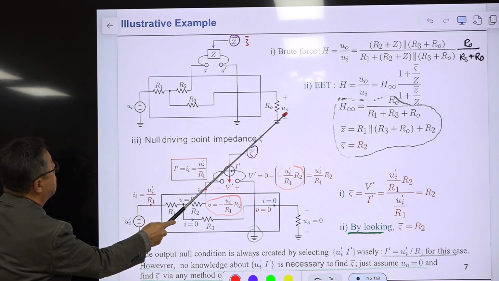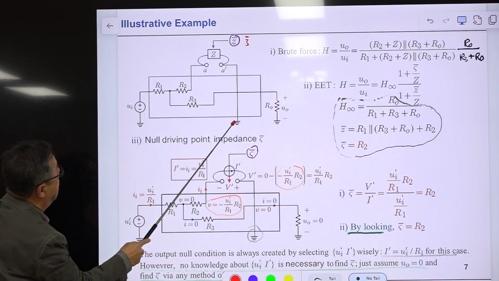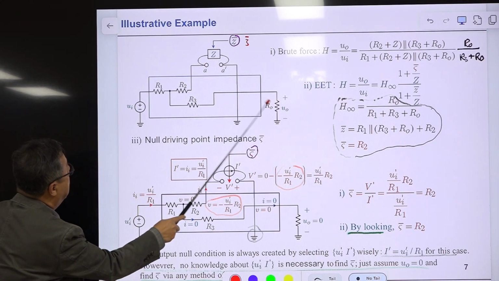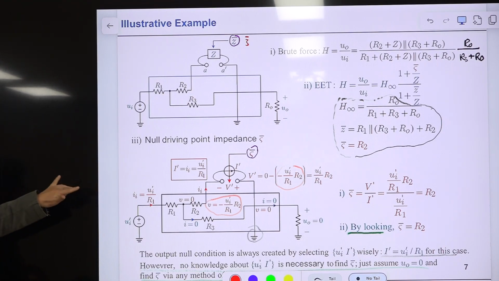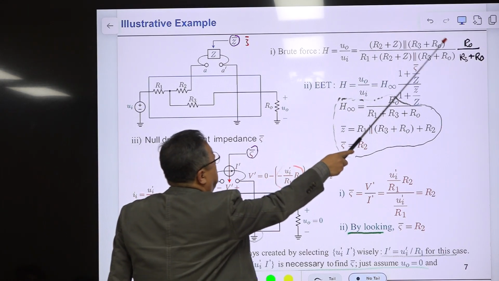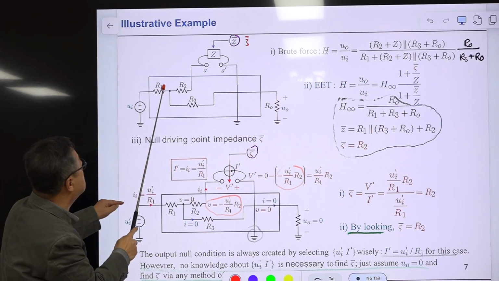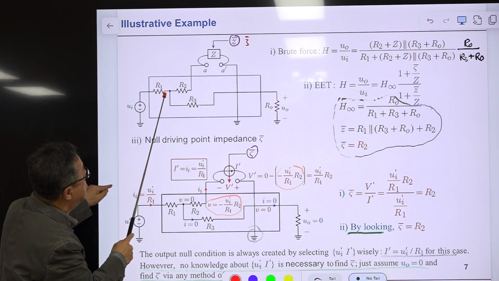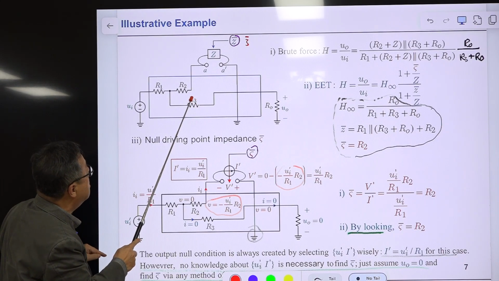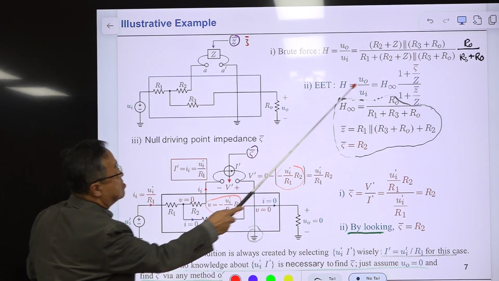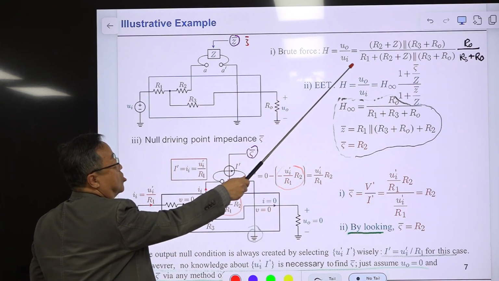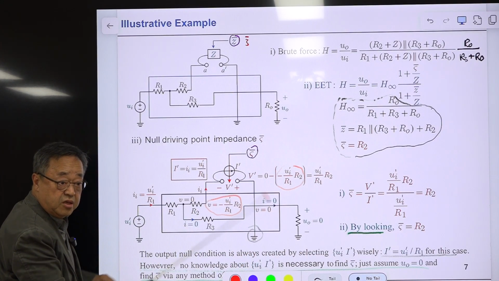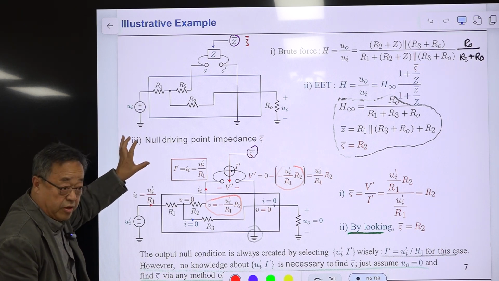The input to output transfer function is the parallel combination of this path and this path, plus this, which is the total resistance or impedance. This is a voltage division of that part, and that is the voltage here. Then that voltage is further divided by this and this, so this is the second voltage division. So this is the input to output transfer function of this circuit. Okay, G can be anything, right?